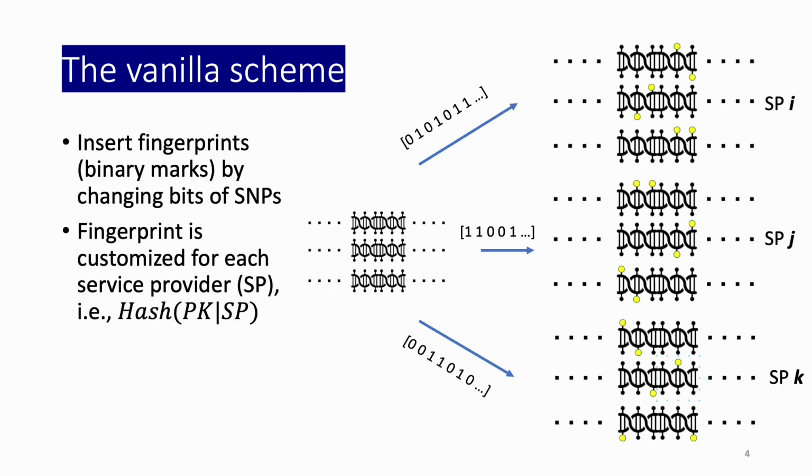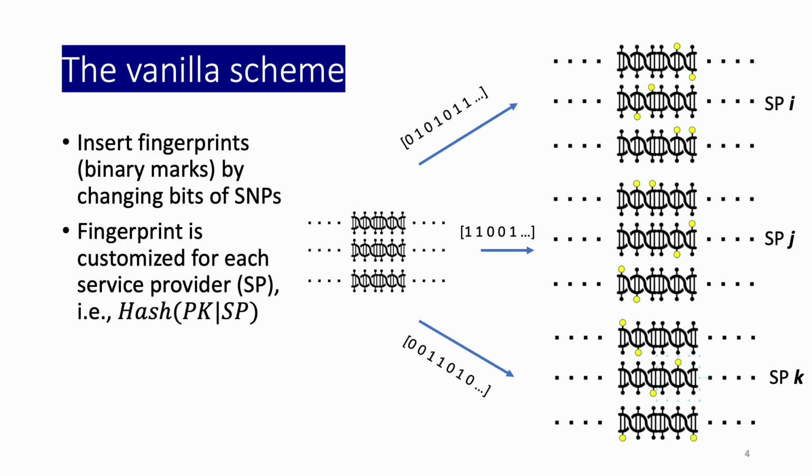The inserted fingerprint will change the SNP value at different locations of the genomic database. And the fingerprint is customized for each service provider. In particular, it is the hash value of the concatenation of the private key of the database owner and the serial number of the service provider.